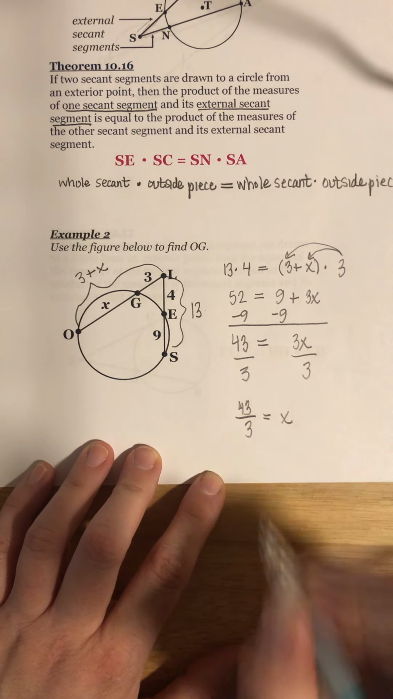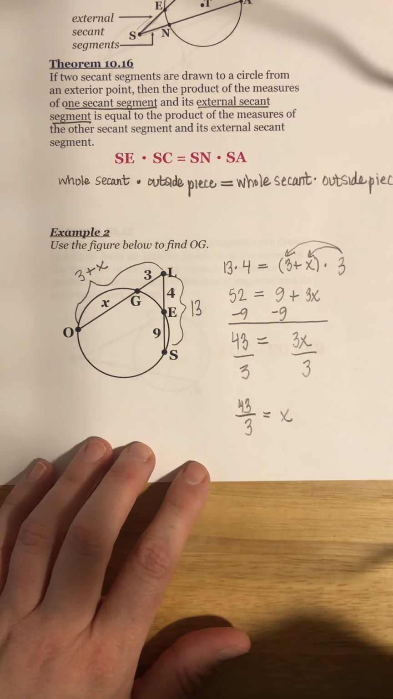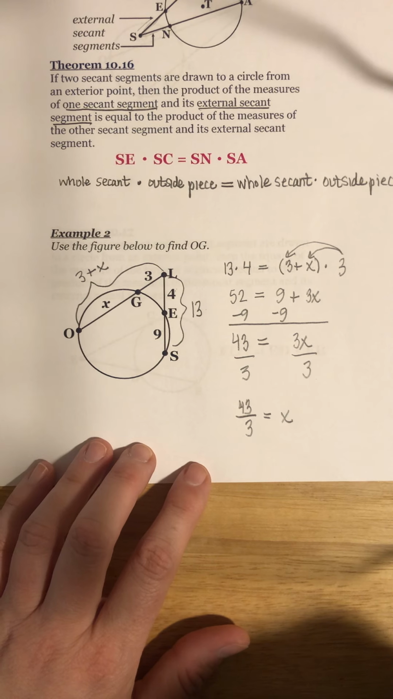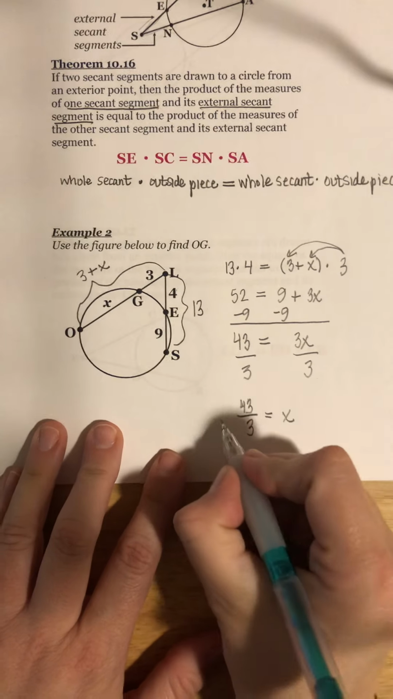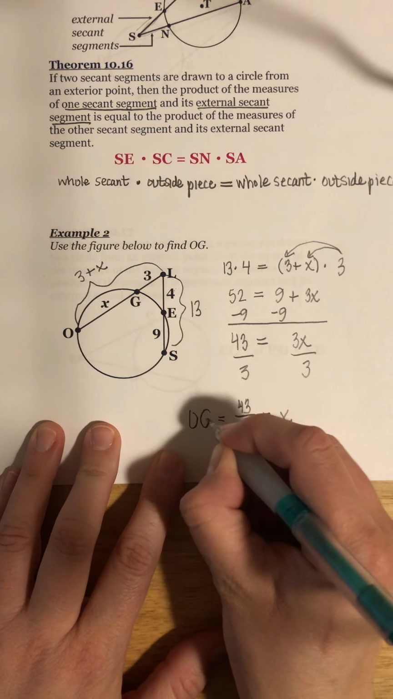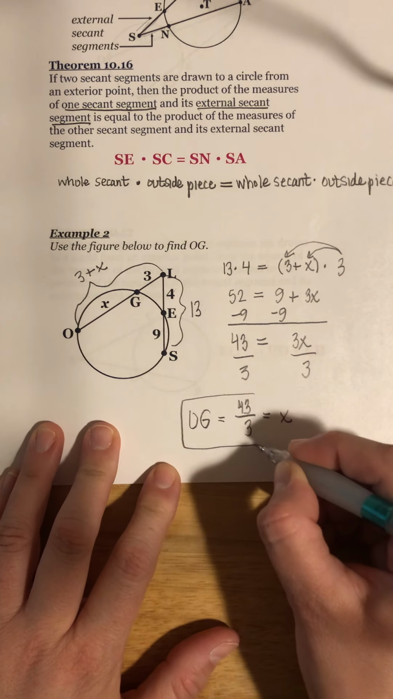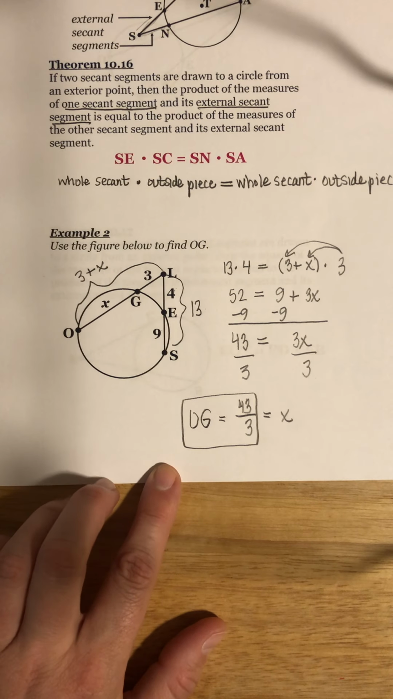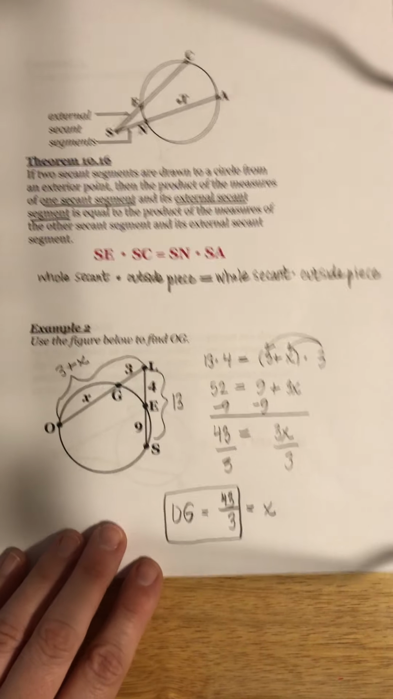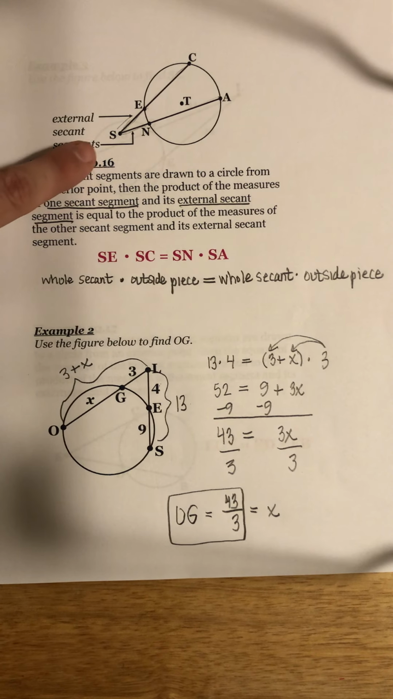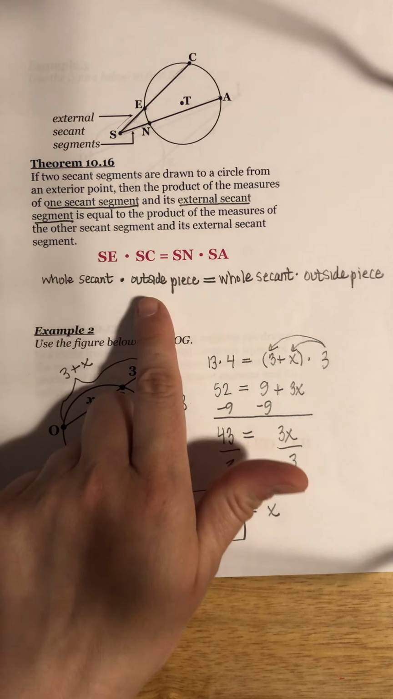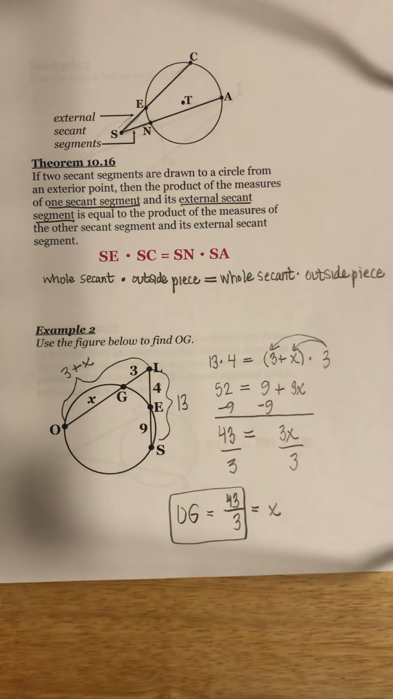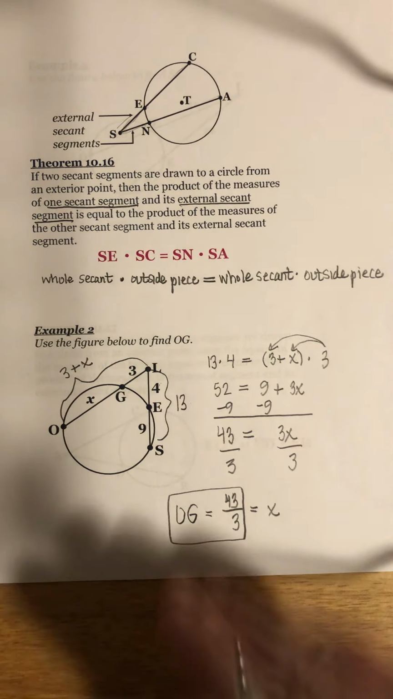It's already reduced. Now let's go back and make sure we're answering the right question. Question says, use the figure below to find OG. Well, in the picture, OG is x. That means what we just solved for does in fact answer the question, and we are done. Okay, so to recap this page real quick, we said if you have these two segments and they are intersecting outside of the circle, that's where you use this formula. Whole times outside equals whole times outside. If you can remember that, these problems will be pretty easy.